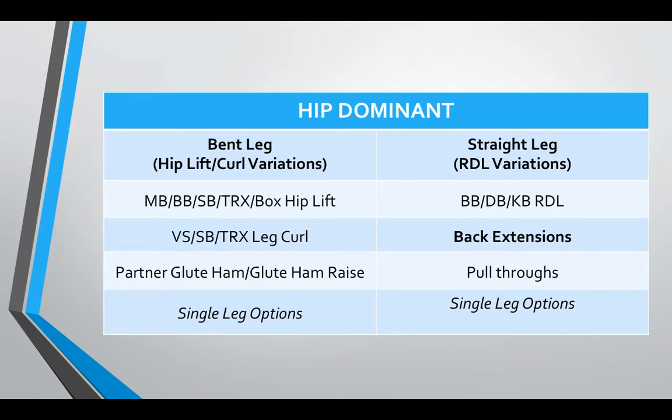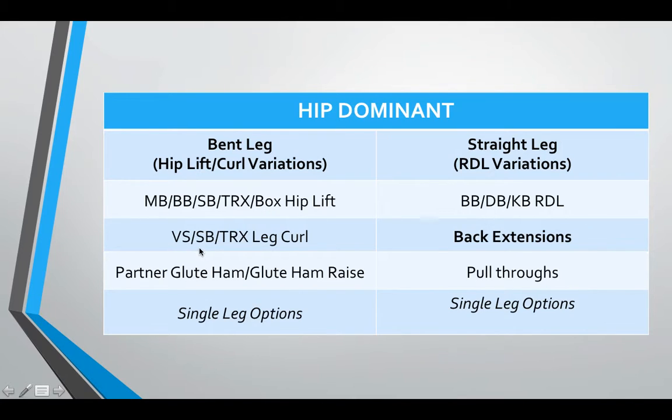We got bent leg and straight leg variations. So we got the hip lift and curl variations right here on the left. So hip lift we can do with the med ball, barbell, sitting on the hips, stability ball, feet up on the ball, TRX, feet in the TRXs, and feet up on a box. These with all the legs bent. So this is going to be a little bit more glute activation, butt firing.